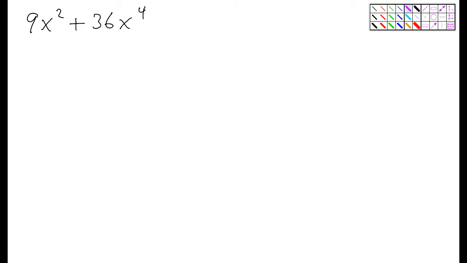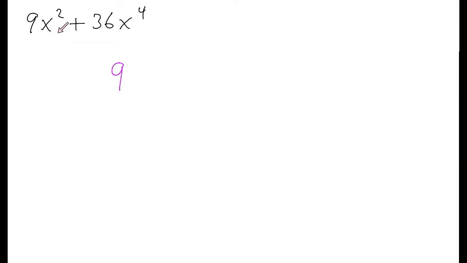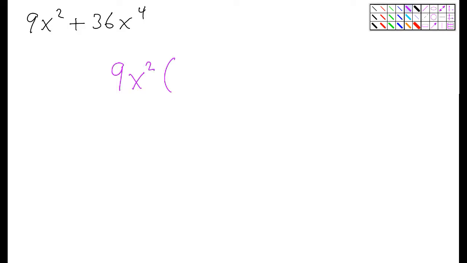I usually start with numbers and then move on to variables. What's the greatest number that goes into both 9 and 36? That's just 9. What's the greatest power of x that goes into both x squared and x to the fourth? That's just x squared. Now I'm ready. 9x squared, well, I already have that there, so the first thing is just 1 plus. 9 goes into 36 4 times. X squared goes into x to the fourth, x squared times.